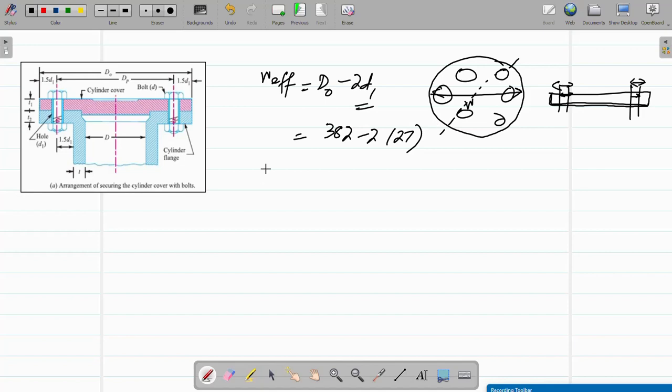Effective width of the cover plate is 328 millimeter. 382 minus 54 is 328. Yes. Now based on that, you have to find the thickness of the cover plate.